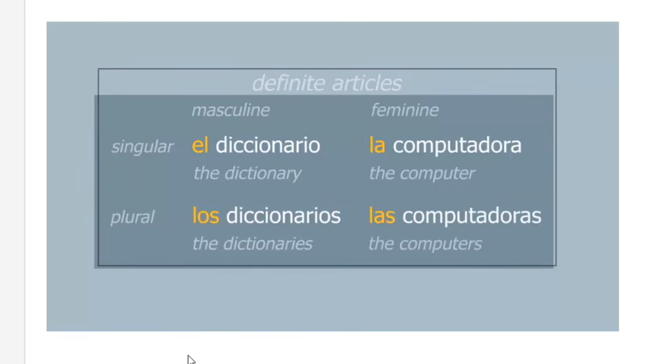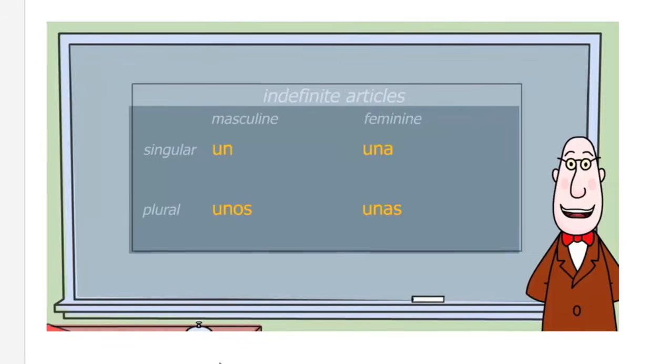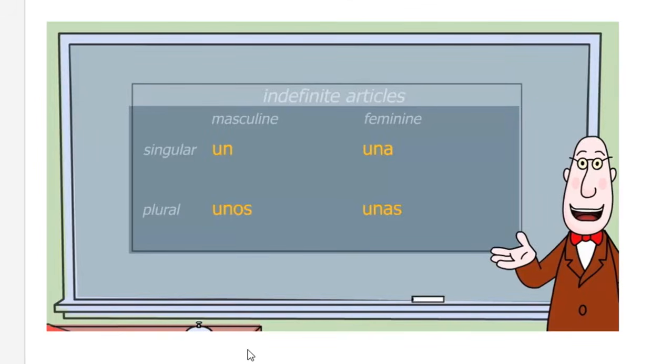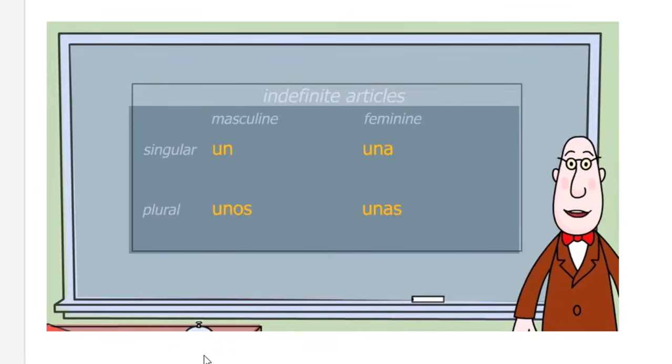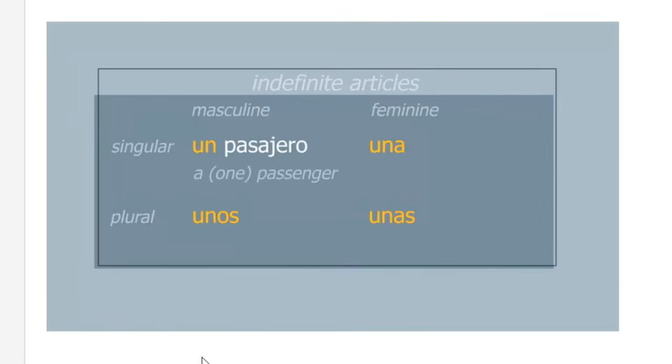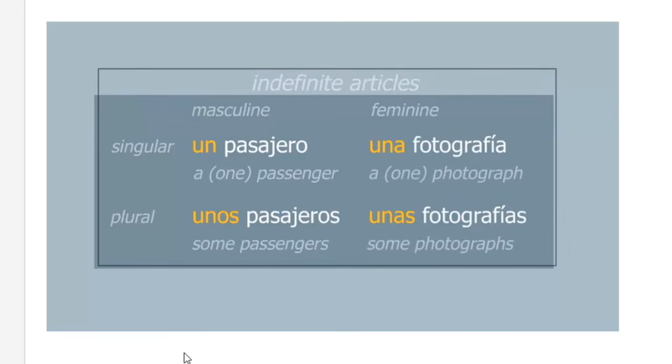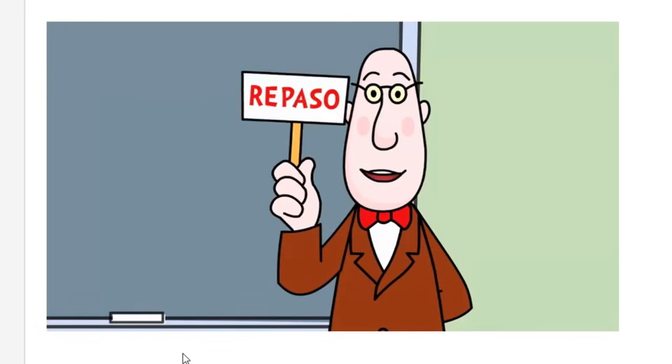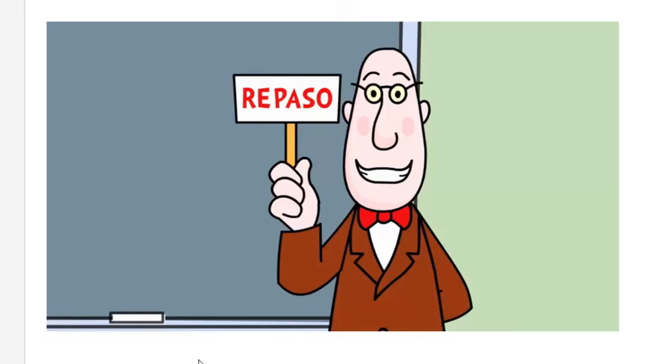Las computadoras. The four Spanish indefinite articles, which are equivalent to the English words a, an, or some, are un, una, unos, and unas. Use indefinite articles to refer to unspecified people or things. Un pasajero. Unos pasajeros. Una fotografía. Unas fotografías.